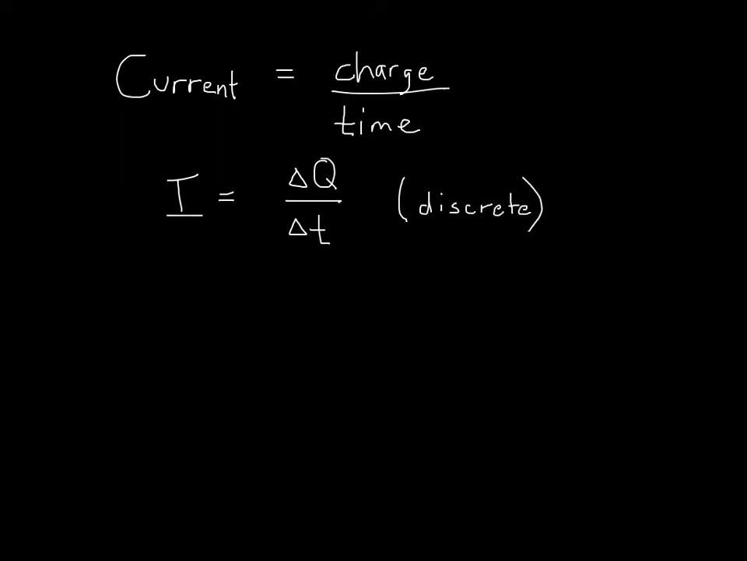This doesn't always happen. Sometimes currents are changing as we're going around in a circuit. In this case, we need instantaneous changes, so current can also be defined as dq/dt, the derivative of charge with respect to time. So this would be the instantaneous current if we want to calculate that at any point.